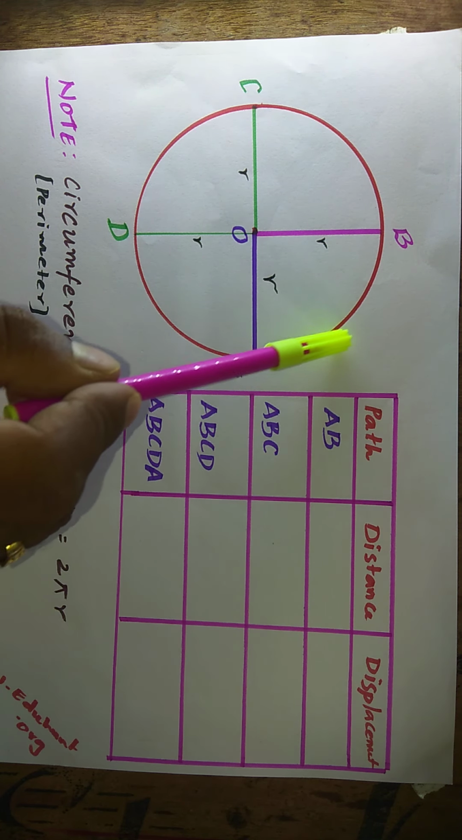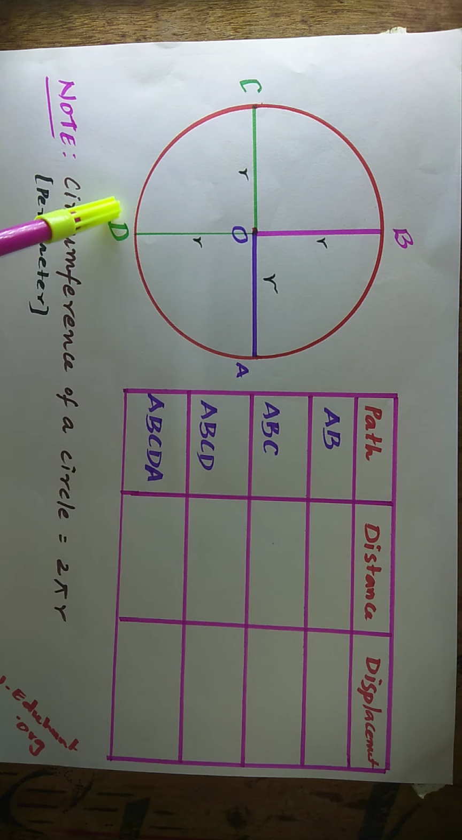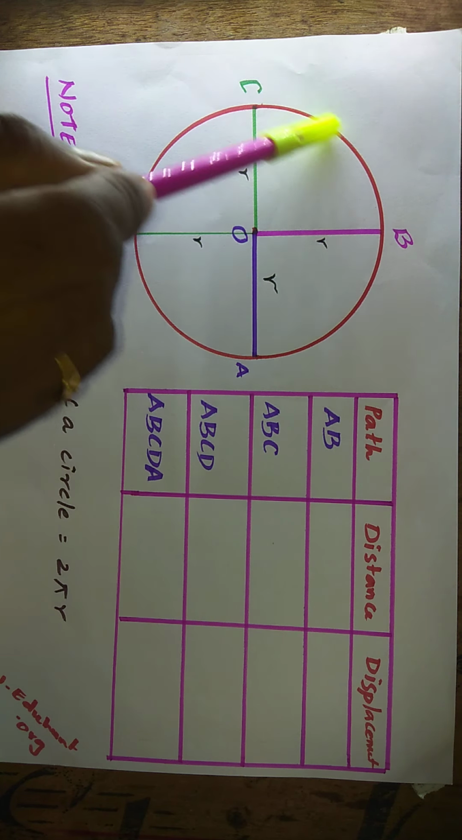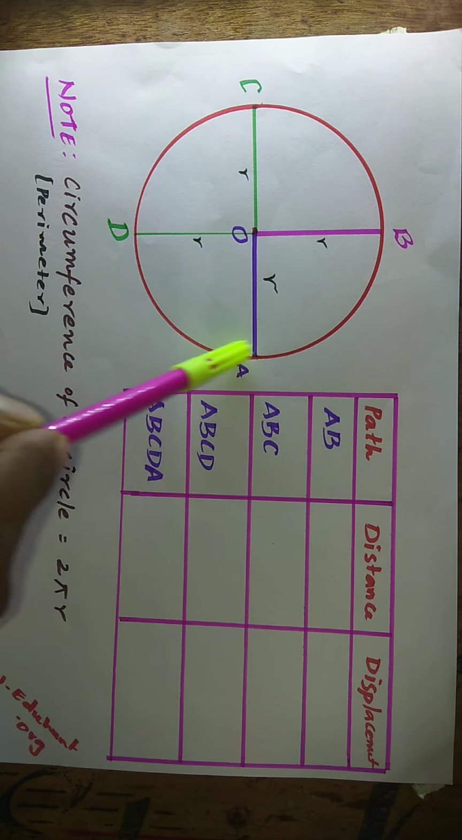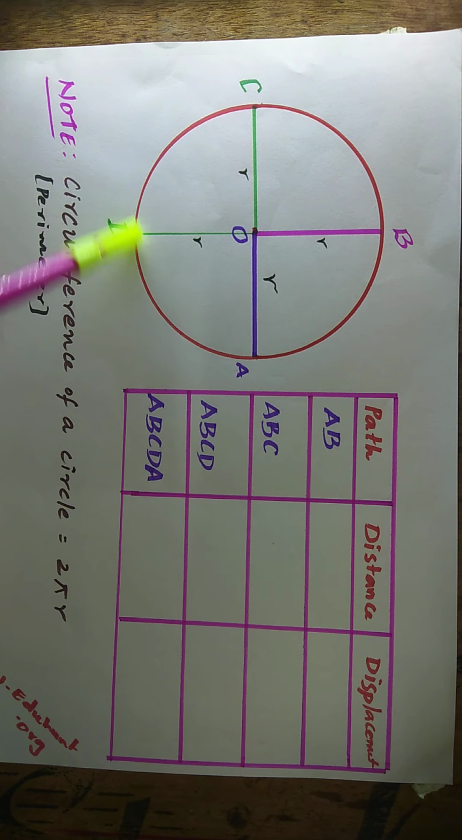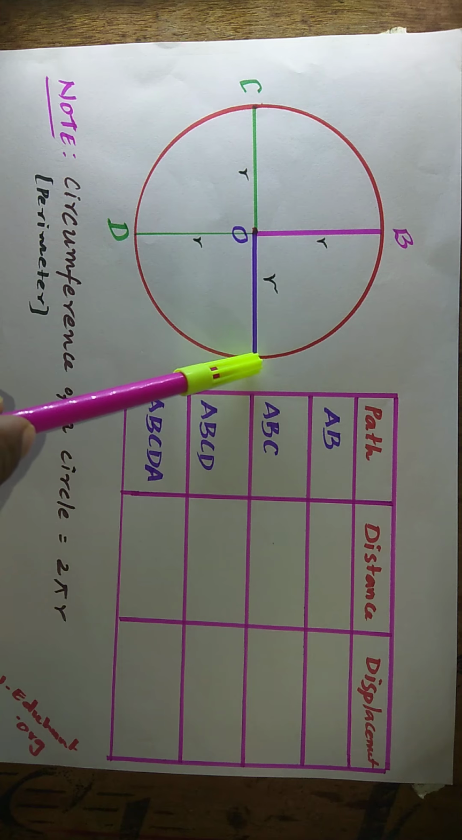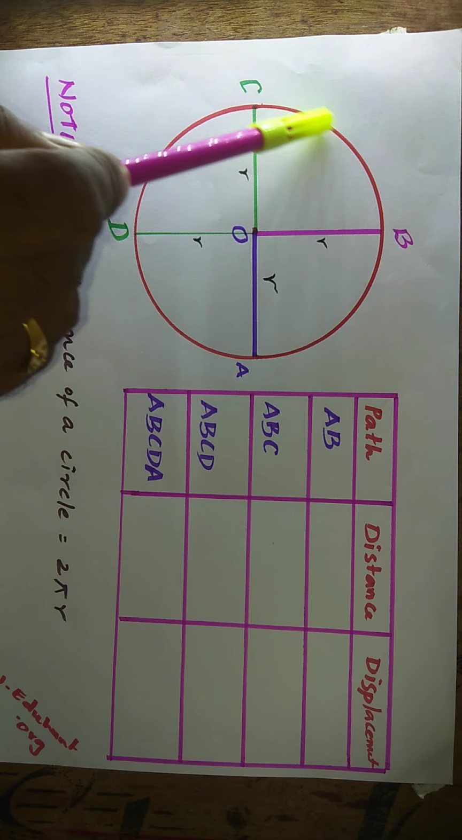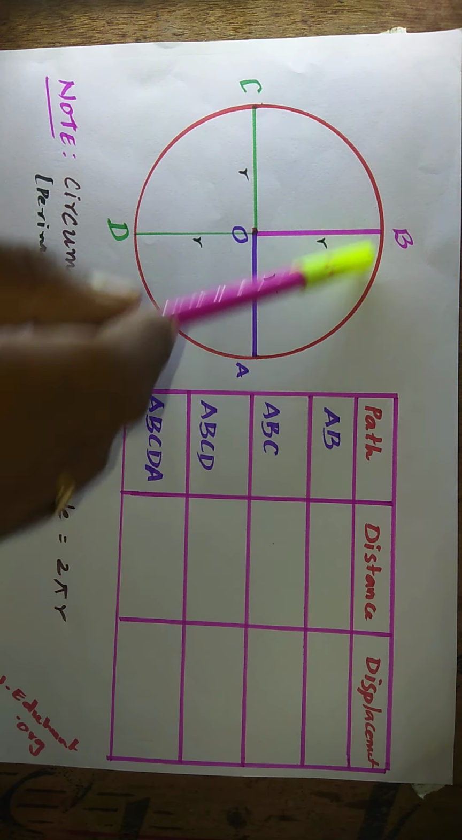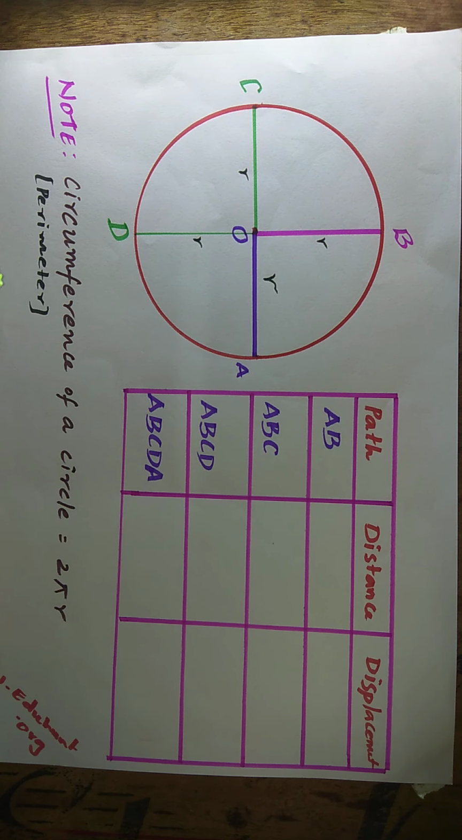If a person is moving from A to B, B to C, then C to D and D to A, if anyone is moving like this, we call this the circumference of the circle. Now, what is the circumference of a circle? It is already known that this is 2 pi r. If you start from A and come back to A, this path length is equal to the circumference, or we call it the perimeter, that is equal to 2 pi r. Now, let us see some problems.